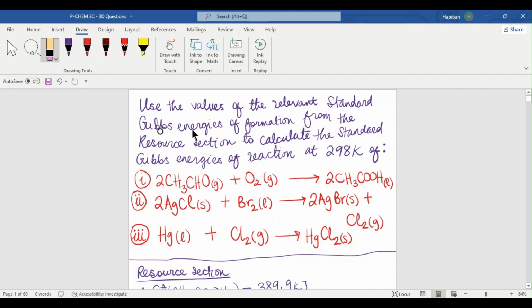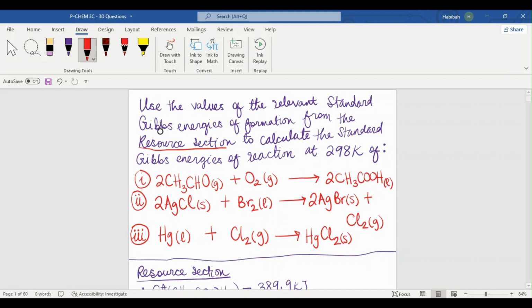I wanted to first of all mention that I'm using the Physical Chemistry Atkins textbook. In this textbook, they have a resource section that has all of the formation data basically needed for you to solve the questions in the book. So we're told to find the values of the relevant Gibbs energies of formation from the resource section. And when we get those values, we should calculate the standard Gibbs energies of reaction at 298 Kelvin.